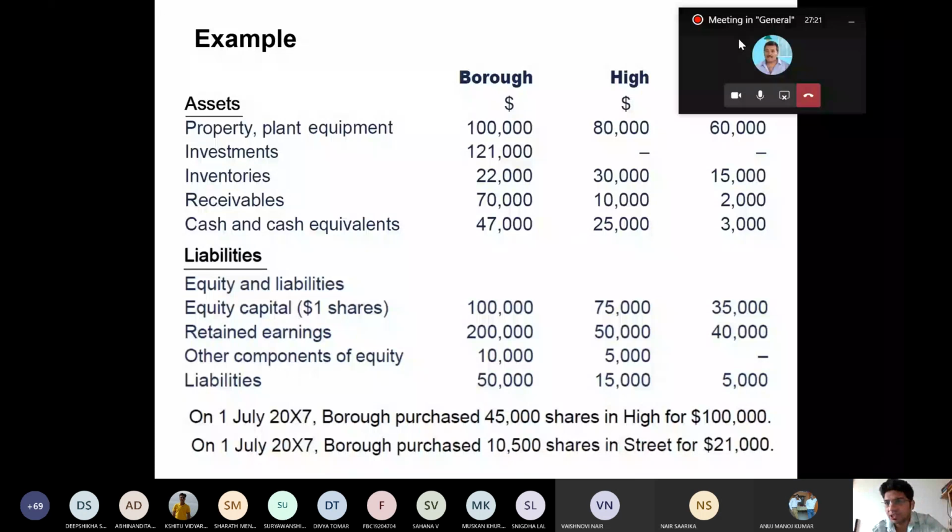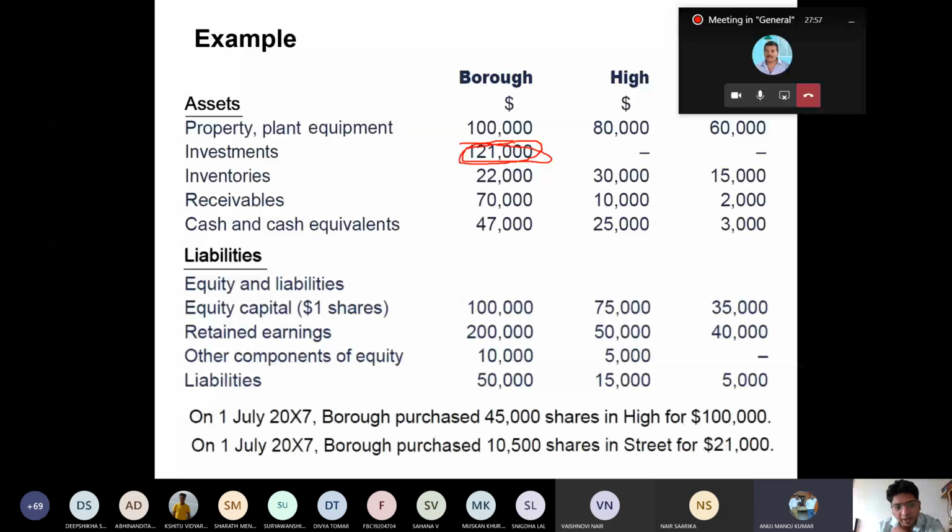So how much percentage a company is holding in another company? Which company is making investment? Borrow is making the investment. Correct. In the company Borrow, the investment of 1,21,000 is there. So obviously the Borrow company is making an investment.